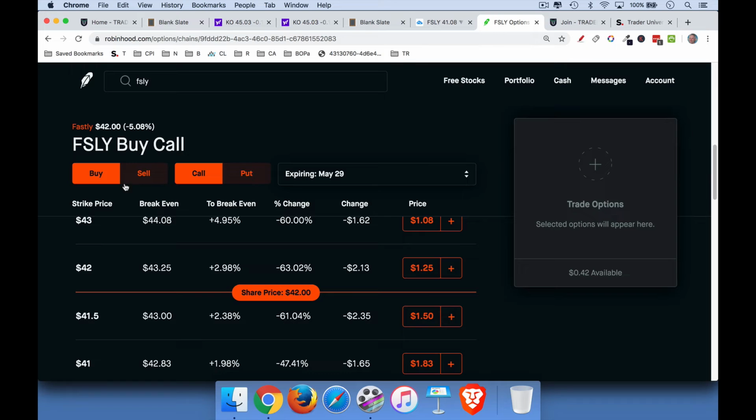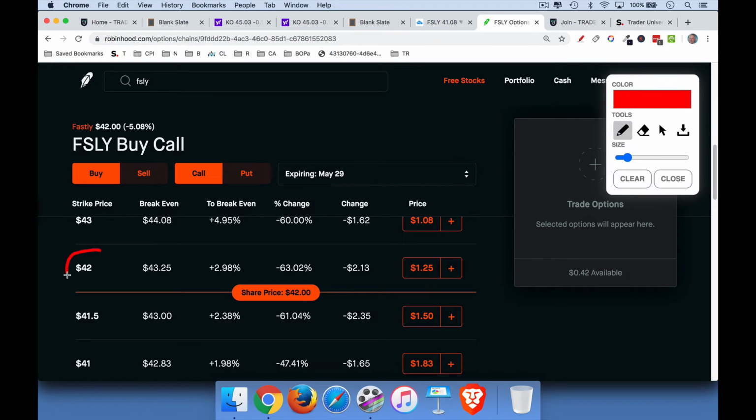So the stock's at 42. We are going to look at the 42 calls expiring May 29th. And let's just assume we can buy them for $1.25. I don't know where these are going to open on Tuesday when the market opens back up. The thing about options where people get confused is you don't need to exercise them. You can just trade the options themselves.